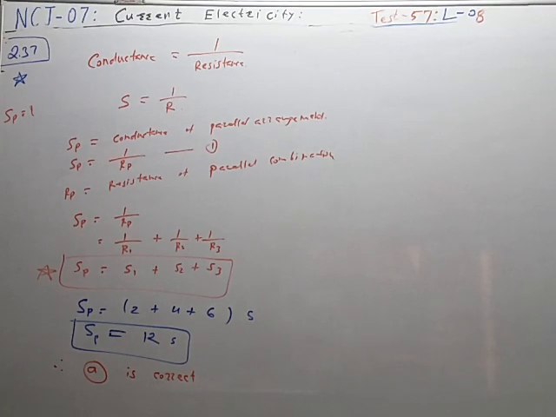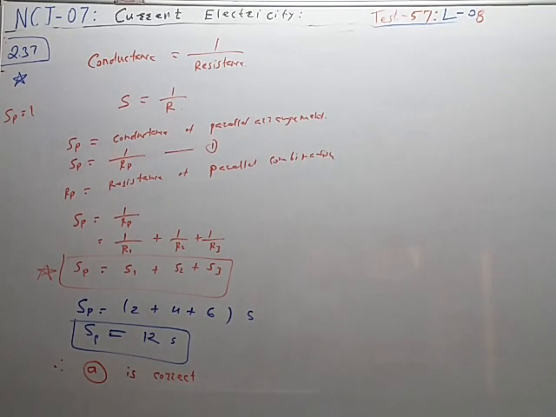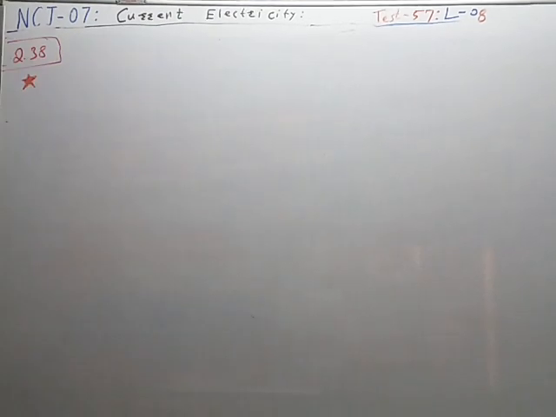So this is a new relation about the conductance of a wire. Conductance is the reciprocal of resistance, and resistance in parallel has the equation 1 upon Rp is equal to 1 upon R1 plus 1 upon R2 plus 1 upon R3, etc.